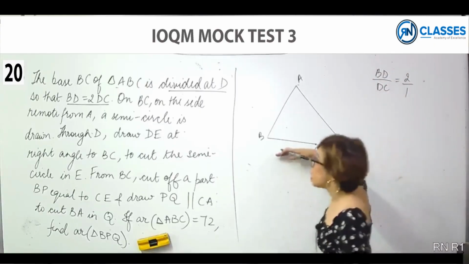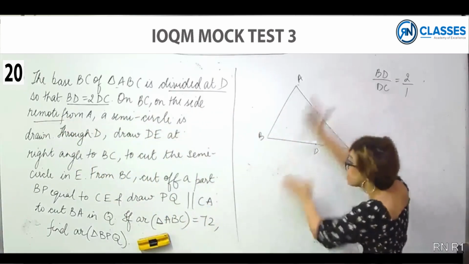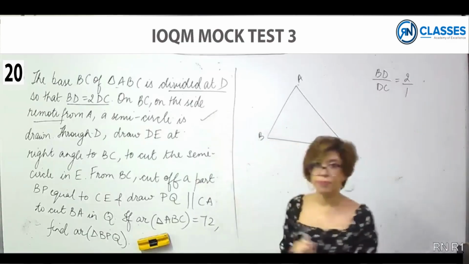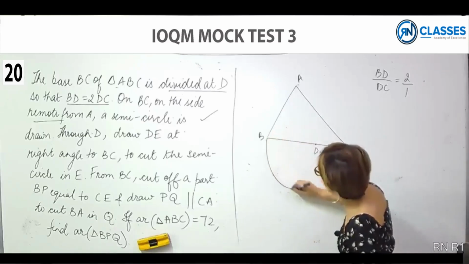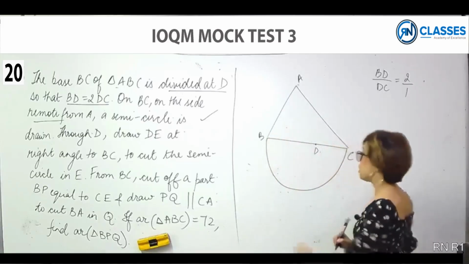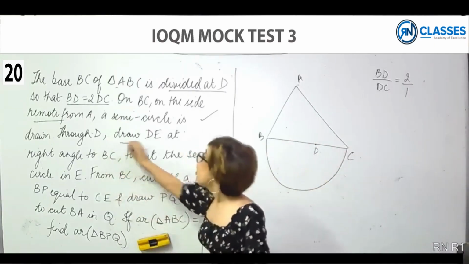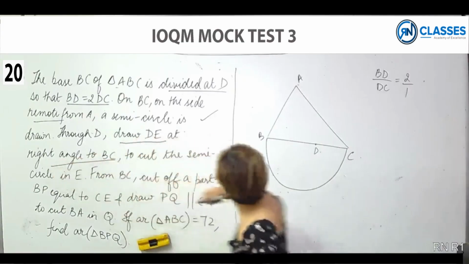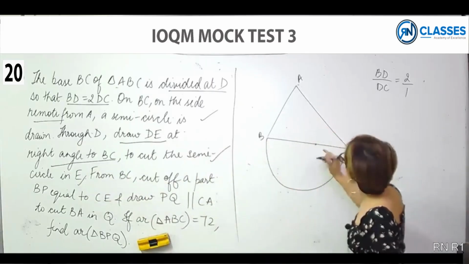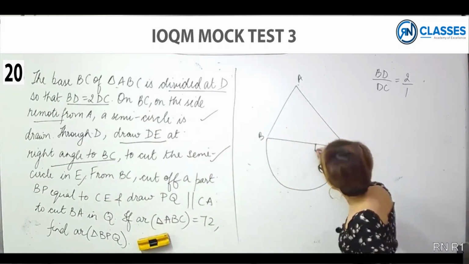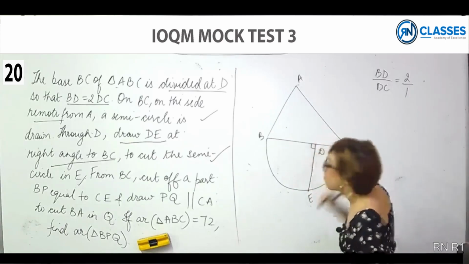Right? On BC, on the side remote from A, that means not on this side, a semicircle is drawn. So on BC, semicircle, but this side, so maybe this is the one. Right? This is a semicircle, that means BC is the diameter. Now he says through D, draw DE at right angle to BC to cut the semicircle in E. So from here, I need to make a perpendicular to the circle, which meets the circle at E. This is 90 degrees. Alright.